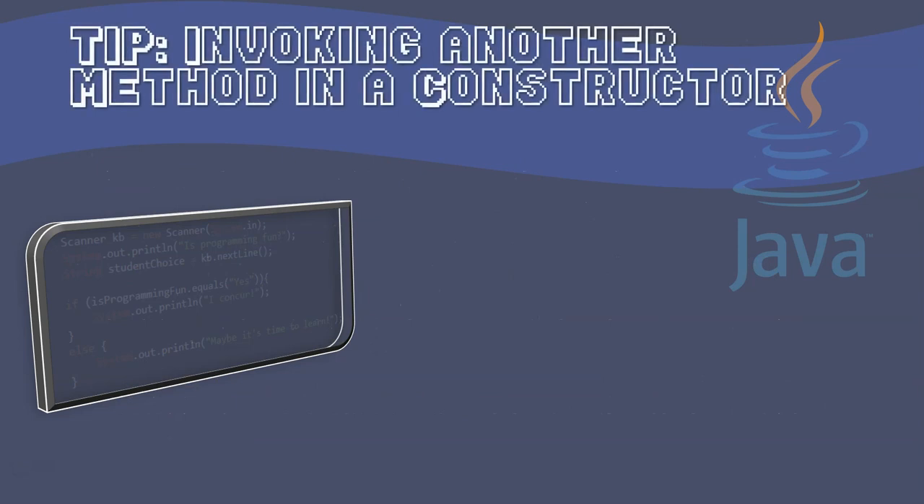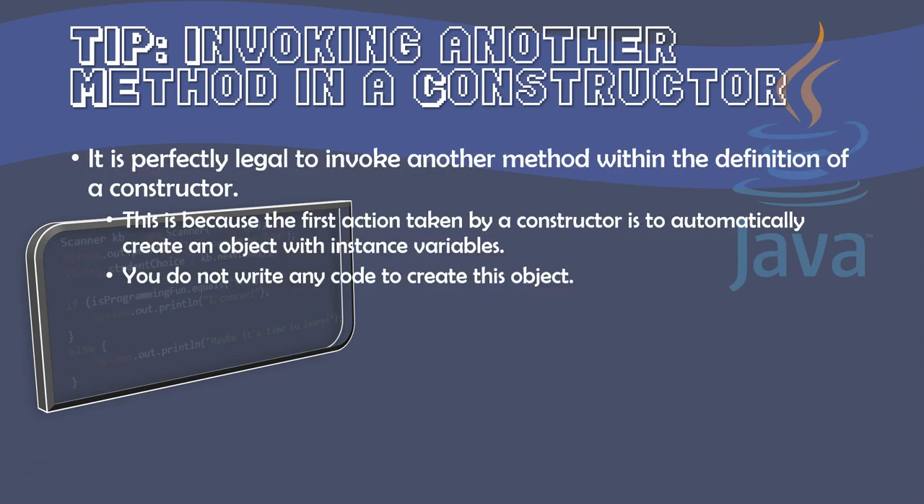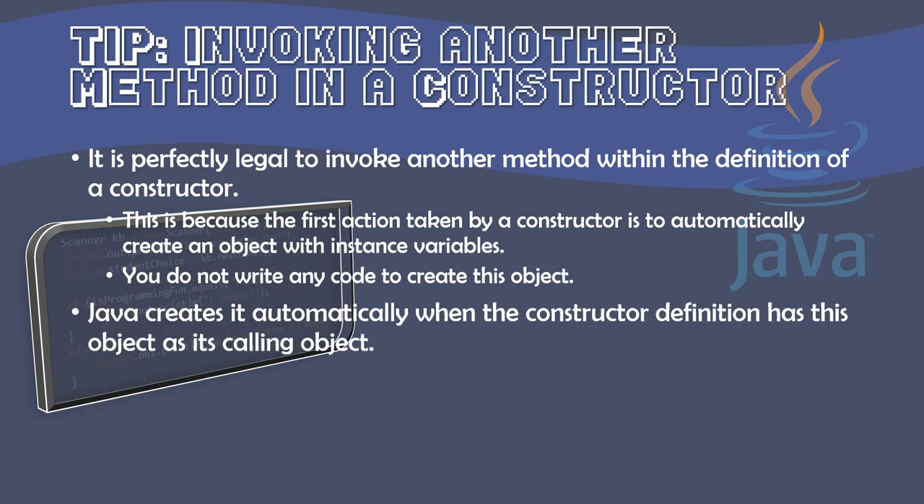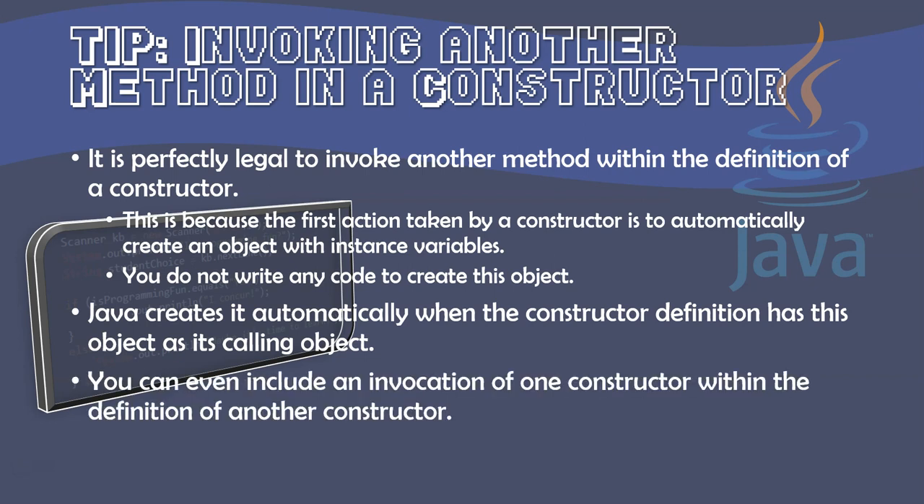Now here's a quick tip for you. If we want to invoke a method within a constructor, it's perfectly legal for us to invoke another method within the definition of a constructor. So for example, if we wanted to use user input to define something, we could. This is because the first action taken by a constructor is to automatically create an object with instance variables. You don't actually have to write any code to create this type of object. Java creates it automatically when the constructor definition has this object as its calling object. You can even include an invocation of one constructor within the definition of another constructor. And we'll see this if we get into much more complex programs where you might have a class within a class definition.